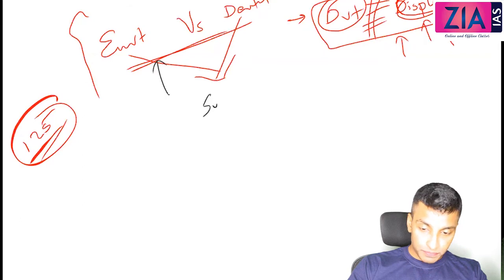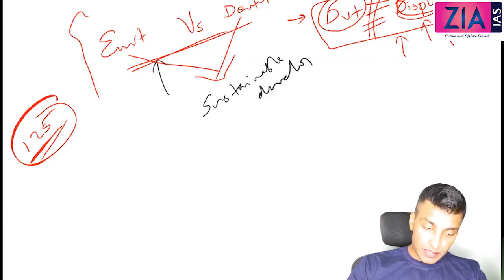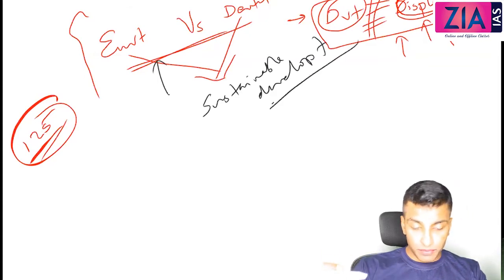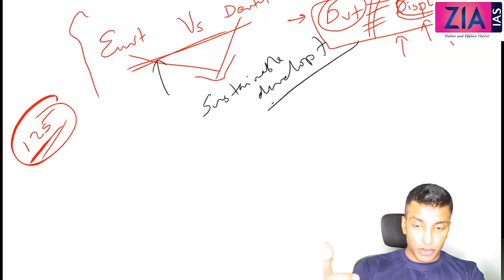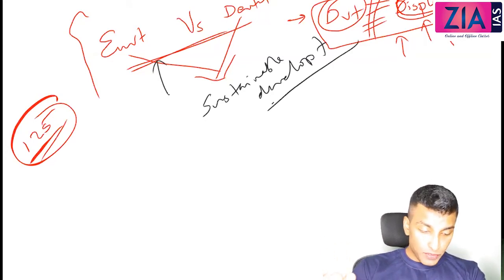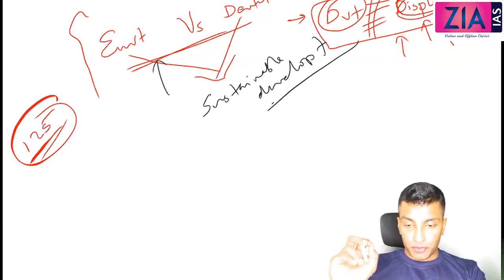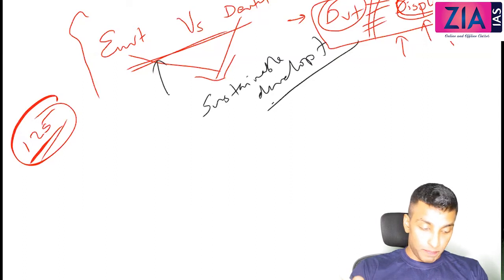Okay, so what is the synthesis? Synthesis actually is sustainable development. Sustainable development means the development that will meet the needs of the current generation and will not compromise the needs of the future generation, right? So distribution of resources should be done properly. Can we move to the next topic?